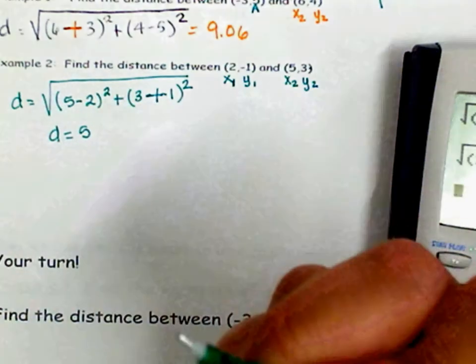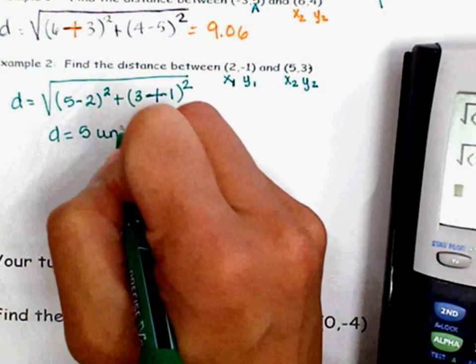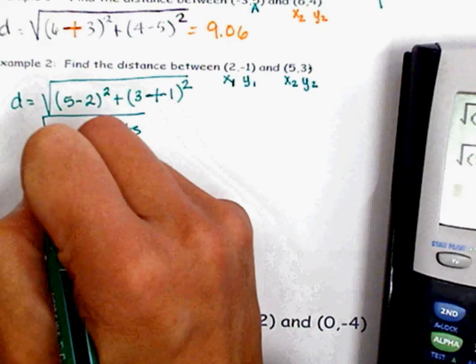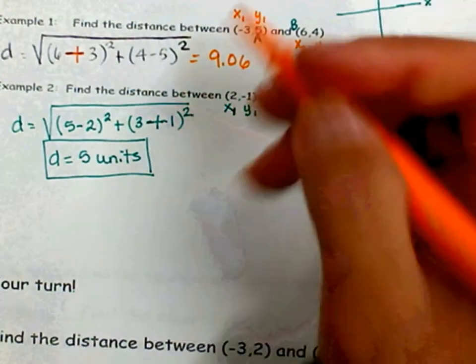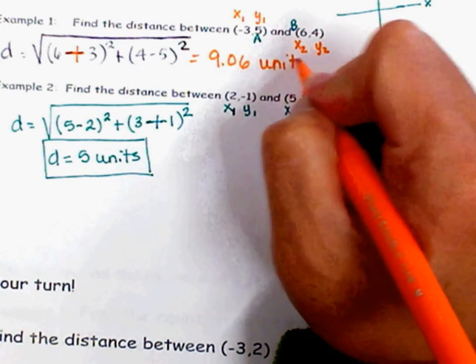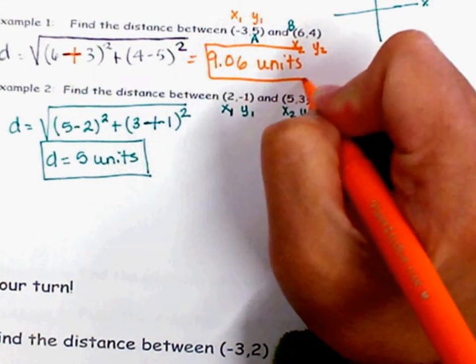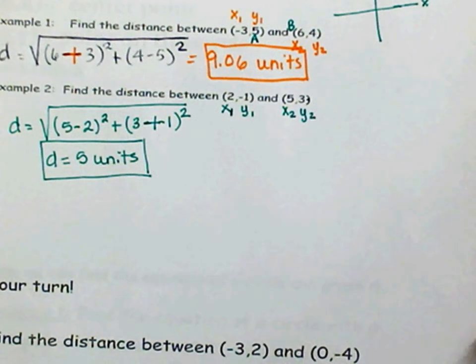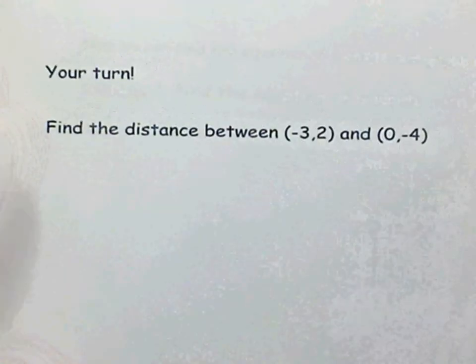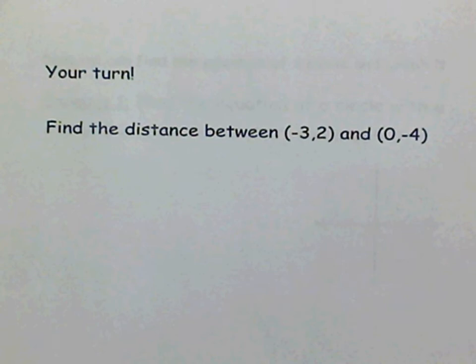And please write the word 5 units. Okay? I should have done that up here as well. My fault. There you go. All right. Your turn. Pause. Try again. Okay, welcome back. Let's see if you guys got it right.